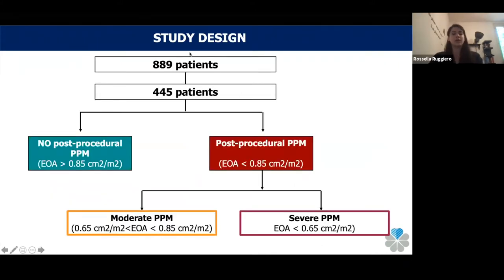Overall, more or less 900 patients were enrolled in the TAVI small registry, but only 445 patients matched the inclusion and exclusion criteria. And they were divided, considering the post-procedural evaluation, into no post-procedural PPM, defined as an EOAi above 0.85, and post-procedural PPM, defined as an EOAi less than 0.85. This group was again divided into two groups, moderate PPM and severe PPM, according to the EOAi.